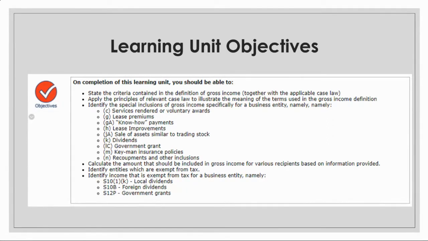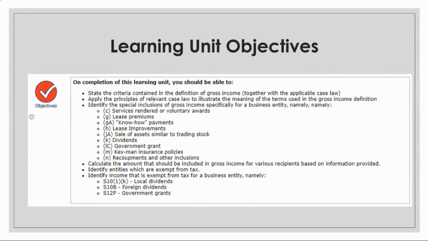And then you have to identify entities which are exempt. Generally, entities that are exempt are more your government sphere entities, which would be exempt from tax because they use tax money to ultimately pay their expenses.